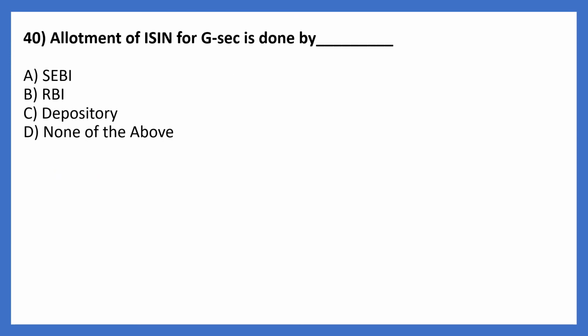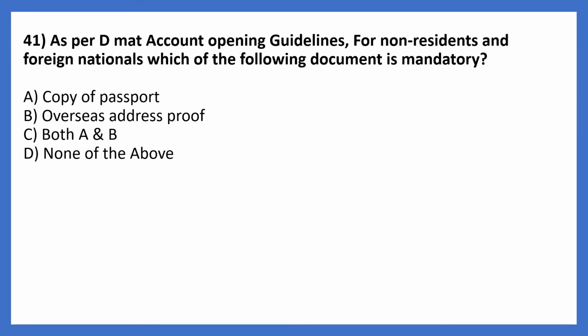Allotment of ISIN code for G-Sec securities is done by option A, SEBI, option B, RBI, option C, Depository, and option D, none of the above. The correct answer is option B, RBI. As per the Demat account opening guidelines, for non-residents and foreign nationals, which of the following documents is mandatory? Option A, copy of passport, option B, overseas address proof, option C, both A and B, and option D, none of the above. The correct answer is option C, both A and B.